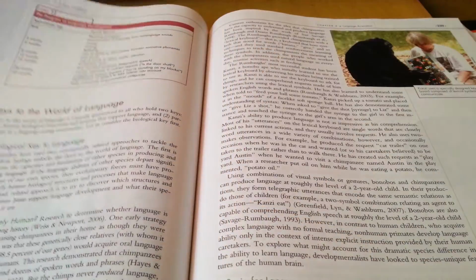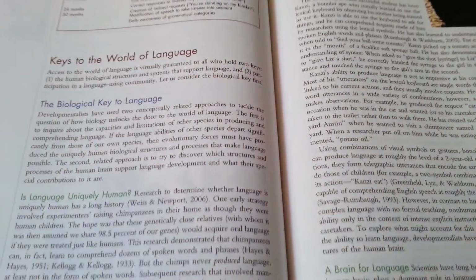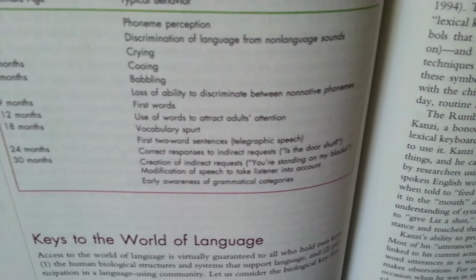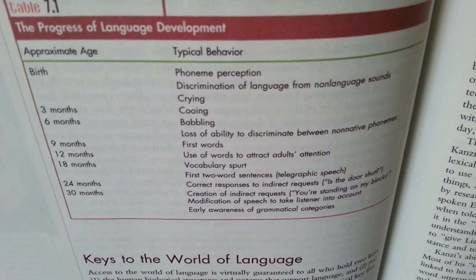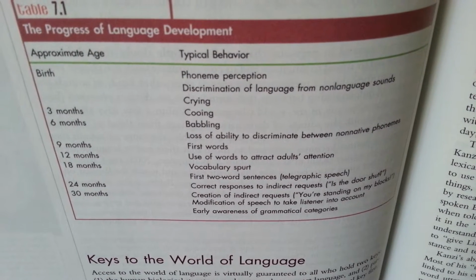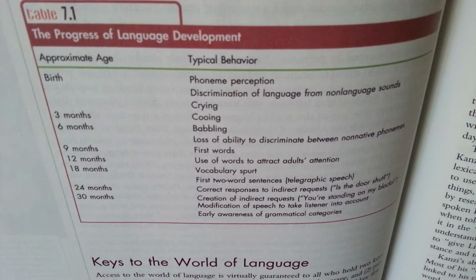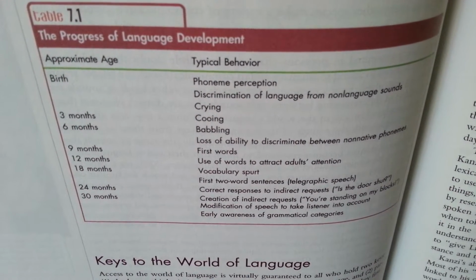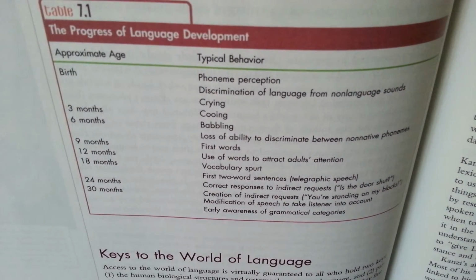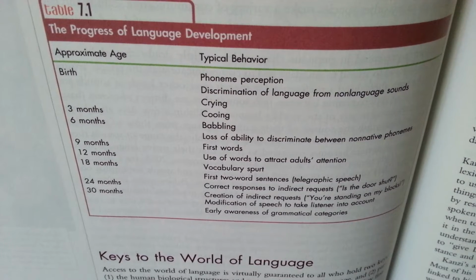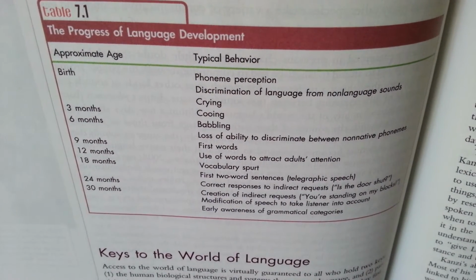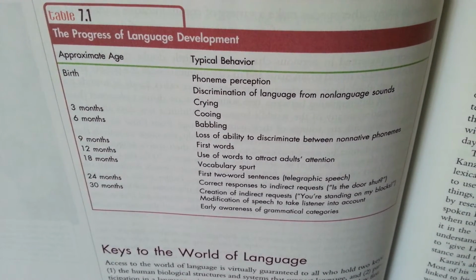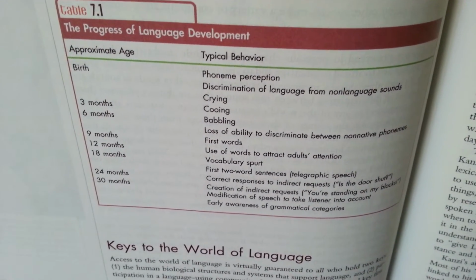Okay, here I found a particularly useful chart, let me see if I can bring it closer to you guys. So the progress of language development. At birth, they start out with phoneme perception, so they can recognize syllables. They can distinguish the difference between language and non-language sounds, like yawning or whistling or screaming or something like that. And they can, of course, cry.